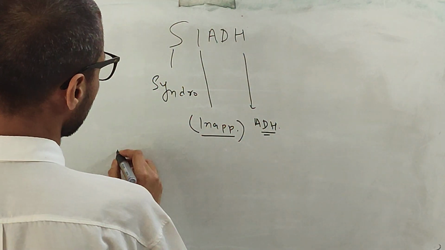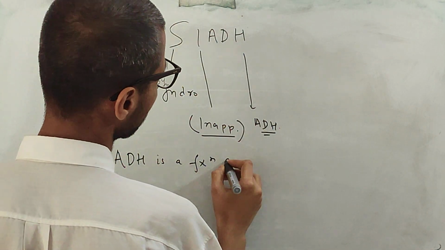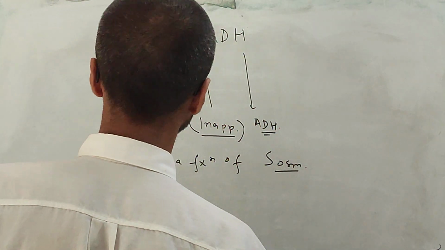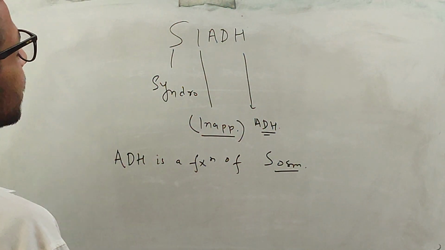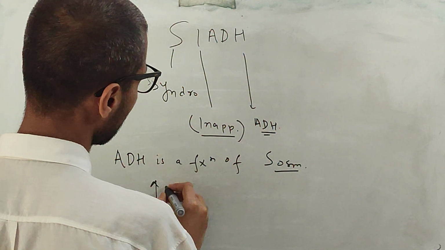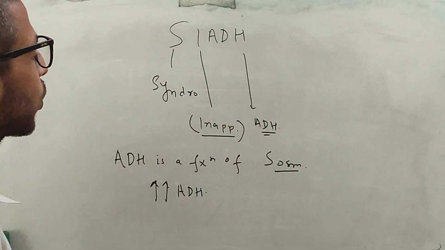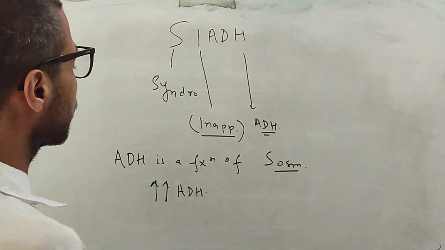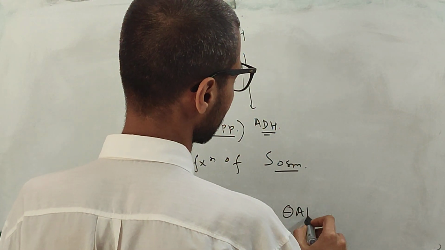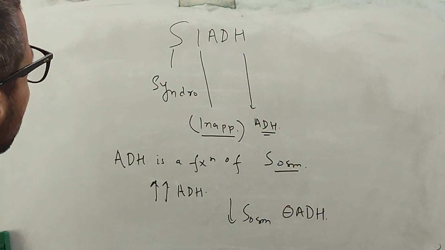Because normally serum ADH is a function of serum osmolality. In response to osmotic deviation, there is a change in serum ADH concentration. But in this condition, you will see there is increased ADH secretion despite low serum osmolality. In fact, when there is low serum osmolality, there is suppression of ADH secretion, so that more free water can be excreted in the urine.